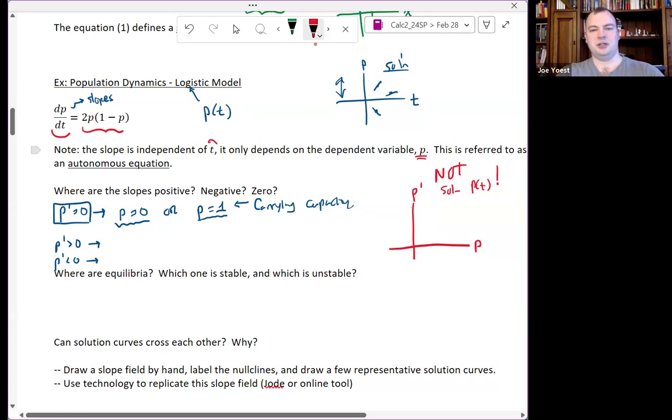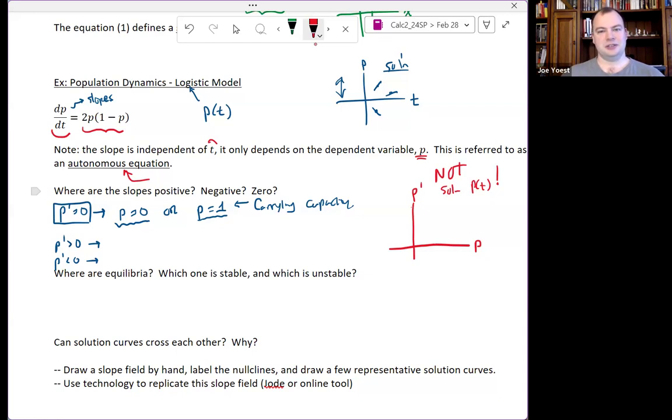This type of equation gets a name. It's called an autonomous equation. Auto meaning self, so it's kind of like self-named. p prime only cares about p itself. It doesn't care about t, the time, the independent variable, the input.